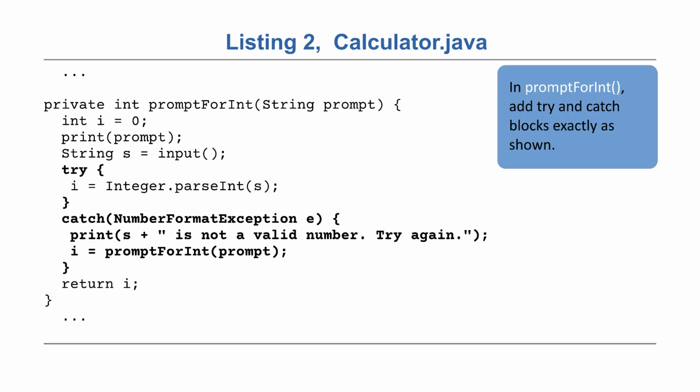Pass a NumberFormatException named e as a parameter. Then in the catch block, print a message that s isn't a valid number, and assign a new value for i by calling prompt for int again. Run it. What happened? It should tell you that Hello World is not a valid number and that you should try again. Once you enter a second valid number, it should print the sum of the two numbers.